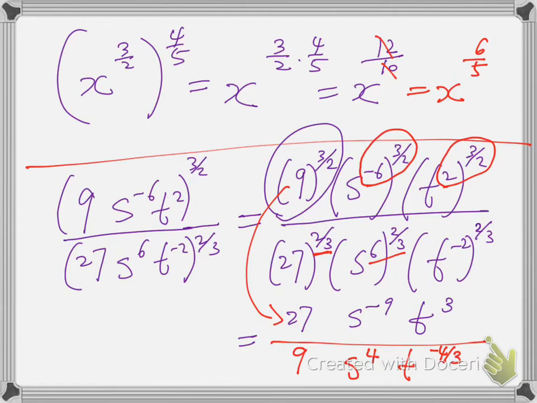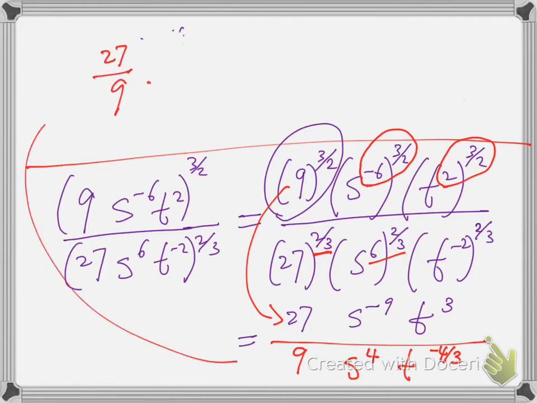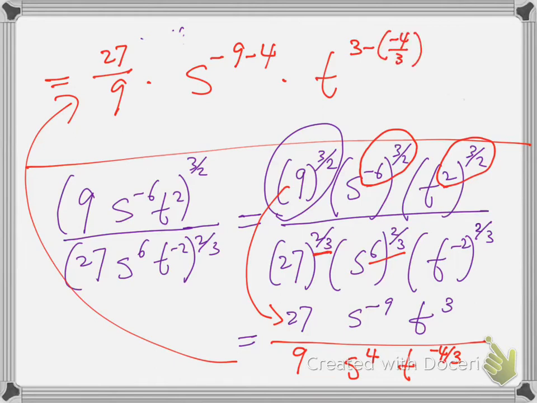Yeah. So now let's delete this and put it up there. Now we need subtraction, right? Division is subtraction. For this 27 over 9, we have to keep it. So now let's move it here. And then for s we have negative 9 minus the denominator's 4. And then for t we have 3 minus negative 4 over 3. So the answer is 27 over 9 times s to the negative 13 power, and then t to the 13 over 3 power. You just add the exponents, right?